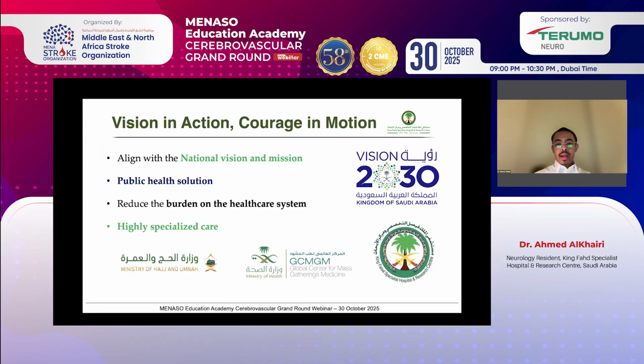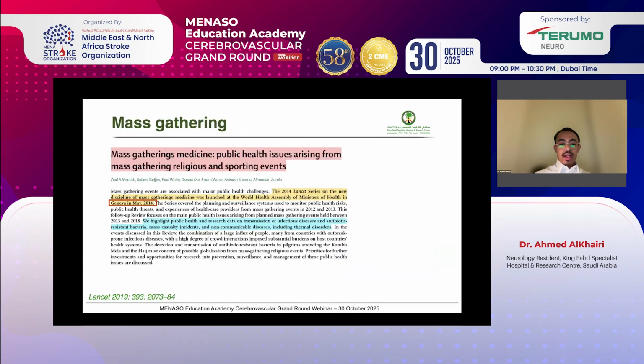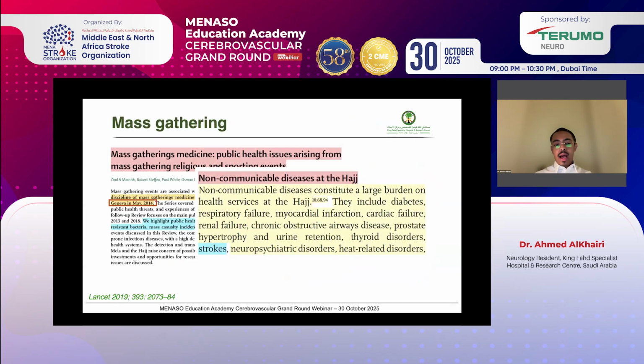So it's to apply advanced and innovative healthcare solutions as a public health solution, with the mobile stroke unit also reducing the burden on the healthcare systems and providing highly specialized care in restricted time and space areas. Mass gathering medicine in general is new. The first description was in 2014, and most of the discipline has focused on communicable diseases and thermal disorders, but there is little application to stroke, and it could even be none.